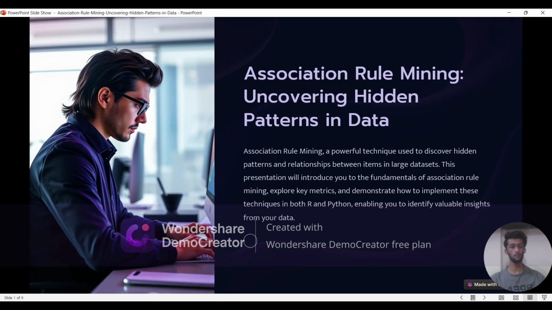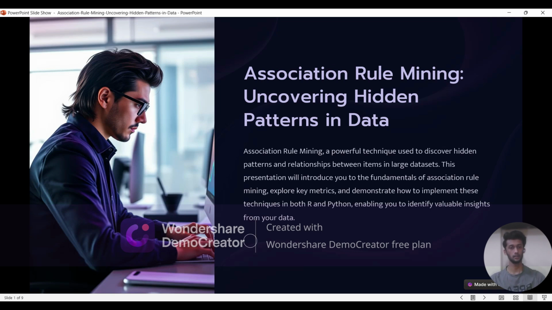Lift measures how much more likely Y is to occur when X occurs compared to when X does not occur. It is the ratio of observed support to the expected support if X and Y were independent.